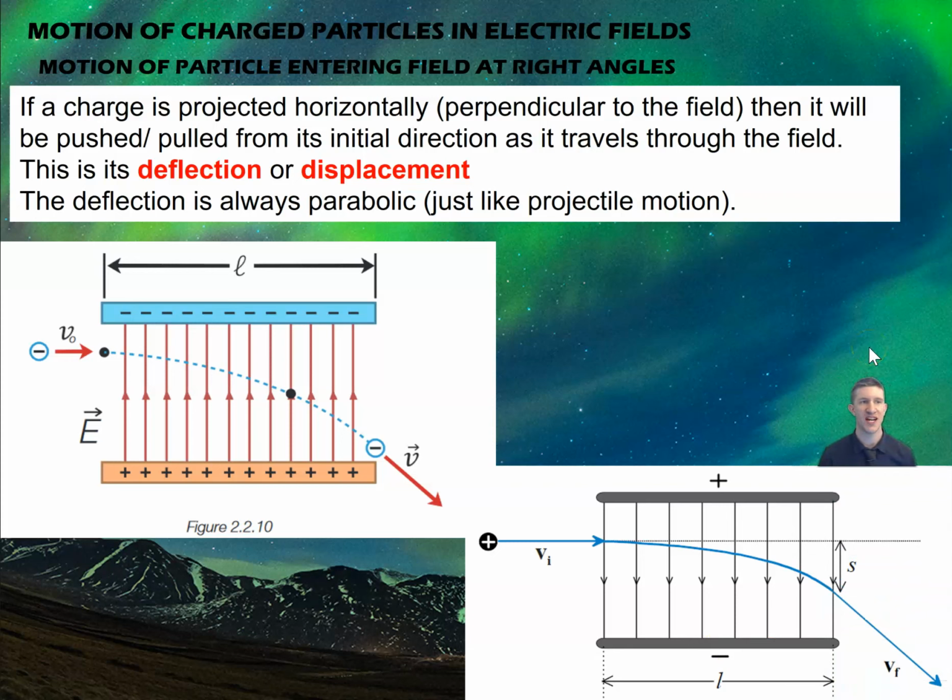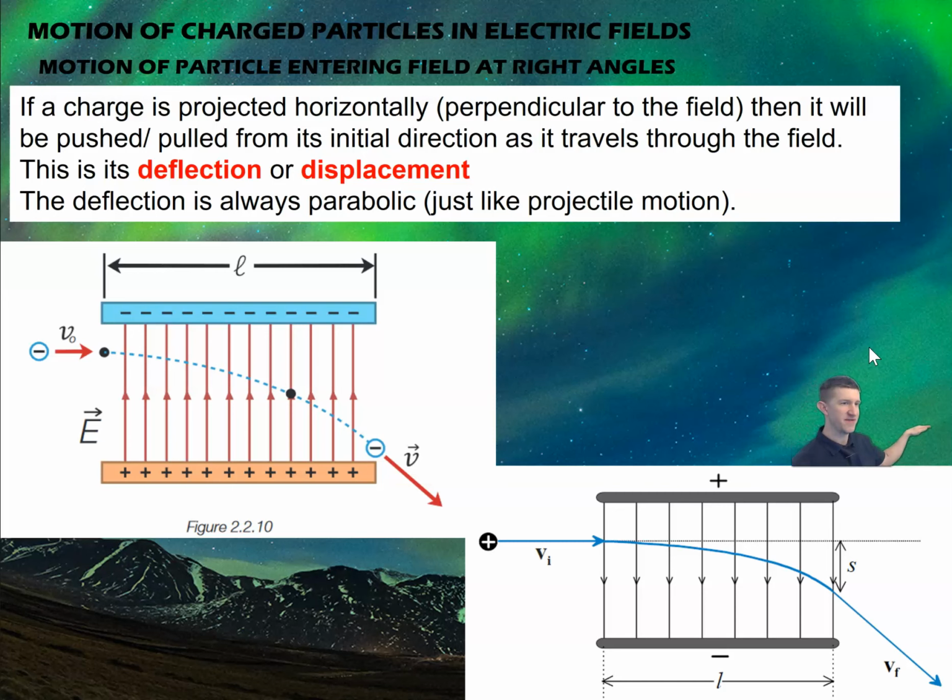If a charge is projected horizontally, or perpendicular to the field, then it's going to be pushed or pulled from its initial position as it travels through the field. Just like you throwing a ball horizontally in a gravitational field, it's pulled downwards toward the earth. So we would call this a deflection, or we could call it a displacement as well. Just like if you throw a ball horizontally across the air, it's pulled downwards by gravity.